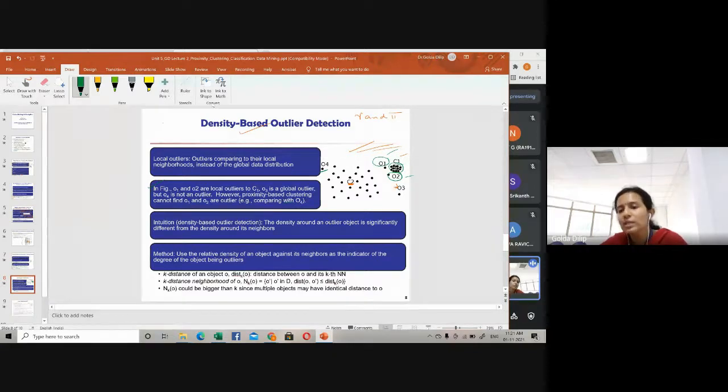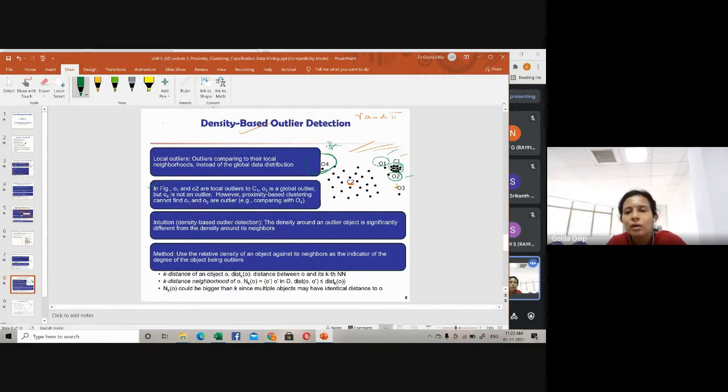Cluster C1 is a dense cluster and C2 is a sparse cluster. With respect to C2, O4 is local to the cluster C2. That's the reason why O4 is not considered a local outlier, whereas O1 and O2 are local outliers with respect to C1, which is a dense cluster. C2, when compared to C1, is sparse. So O4 is not considered a local outlier. That's the point to be noted.